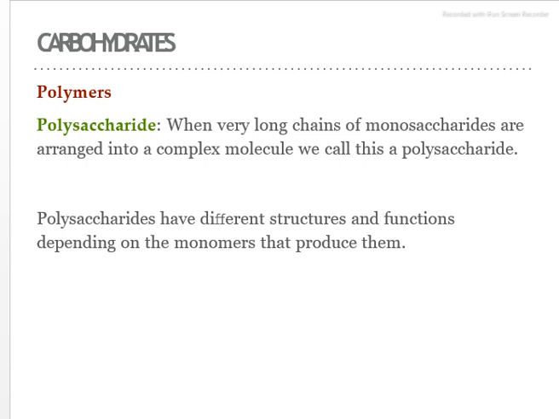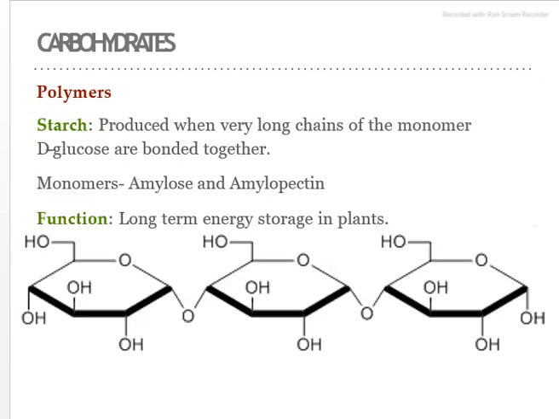So other than disaccharides, we have polysaccharides. Polysaccharides means when very long chains of monosaccharides are arranged into a complex molecule, they form polysaccharides. So polysaccharides have different structures and functions depending on the monomers that produce them. The first one is starch. Starch is produced when long chains of the monomer D-glucose are bonded together. The monomer of starch is D-glucose, but mainly starch has two components, amylose and amylopectin.